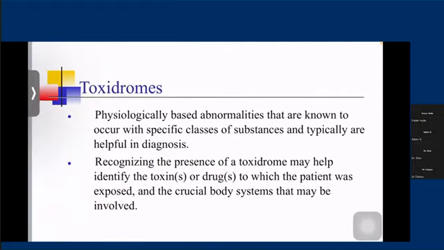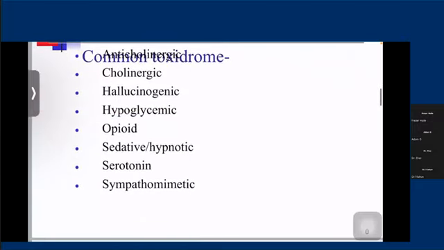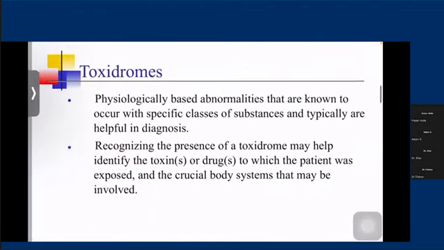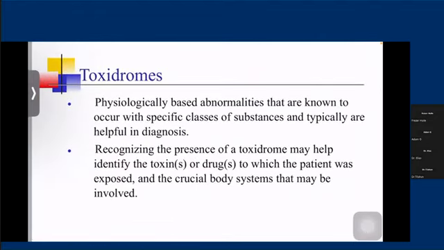Sometimes it's really very difficult to know the specific agent by just history and physical examination. One thing we can still do to narrow down our differential diagnosis is follow toxidromes, like cholinergic, hallucinogenic, and hypoglycemic. So what does toxidrome mean? A toxidrome is when a certain class of medication has common signs and symptoms. Depending on these specific signs and symptoms, we can narrow down our class of medications.